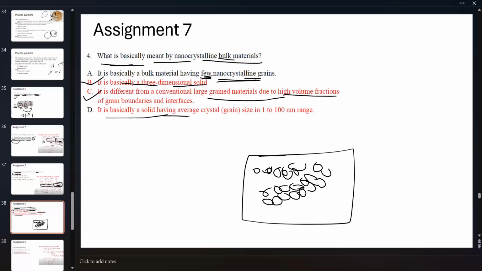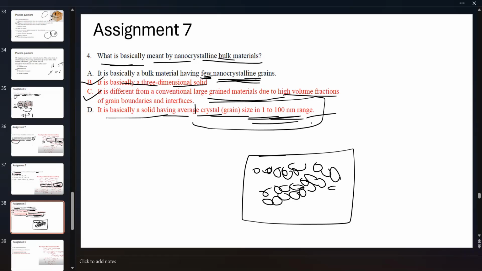It's basically a solid having average crystal size inside the nanometer range. If you have only a few grains in the nanocrystal region, your average grain size will be very large, maybe in microns or something like that, definitely more than the nanometer range. Very 3D effect.